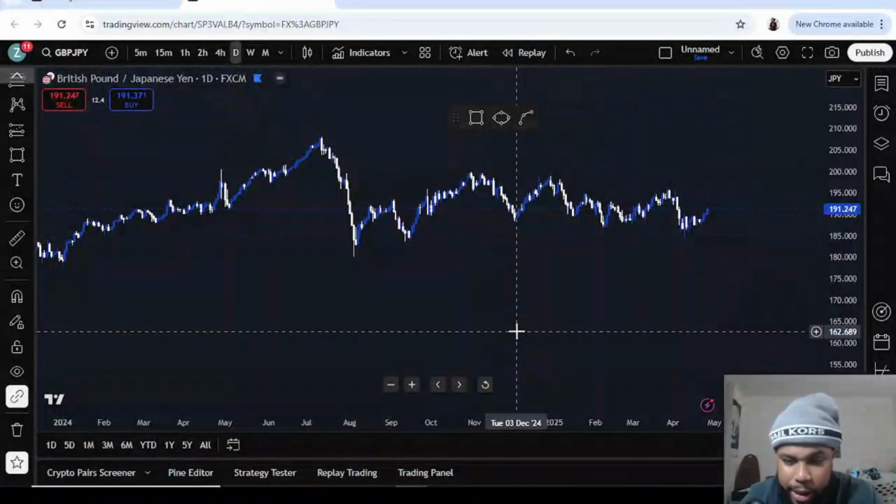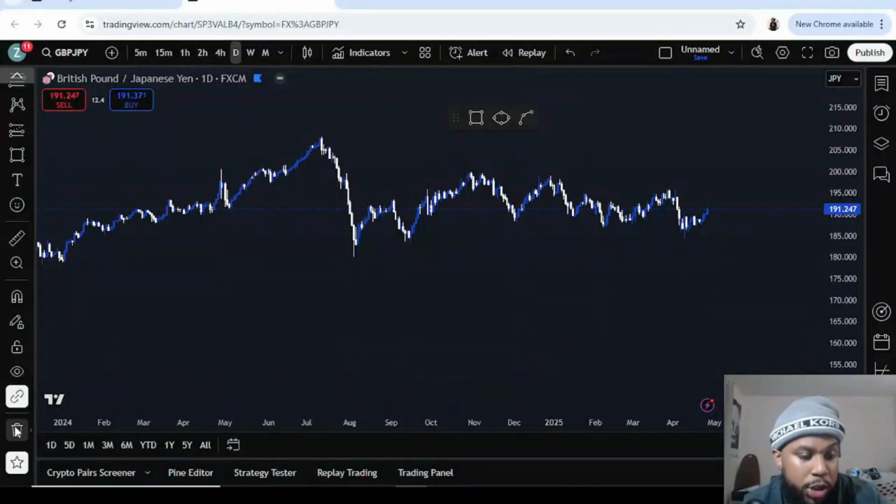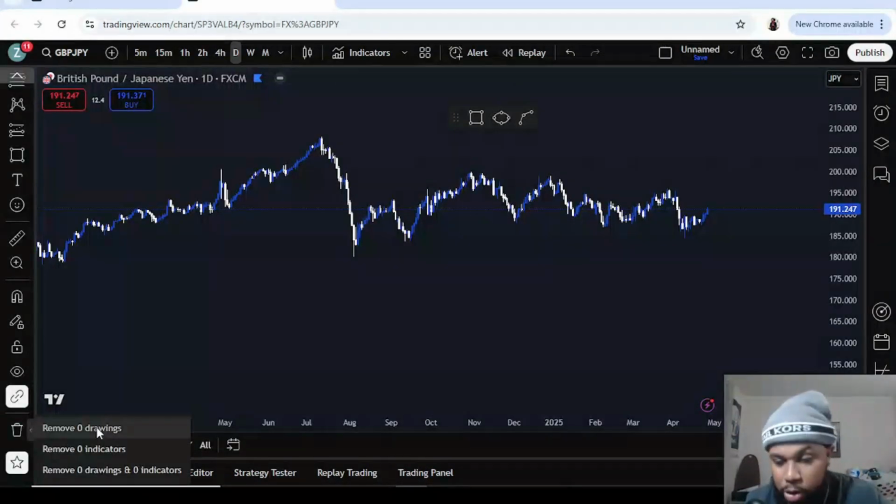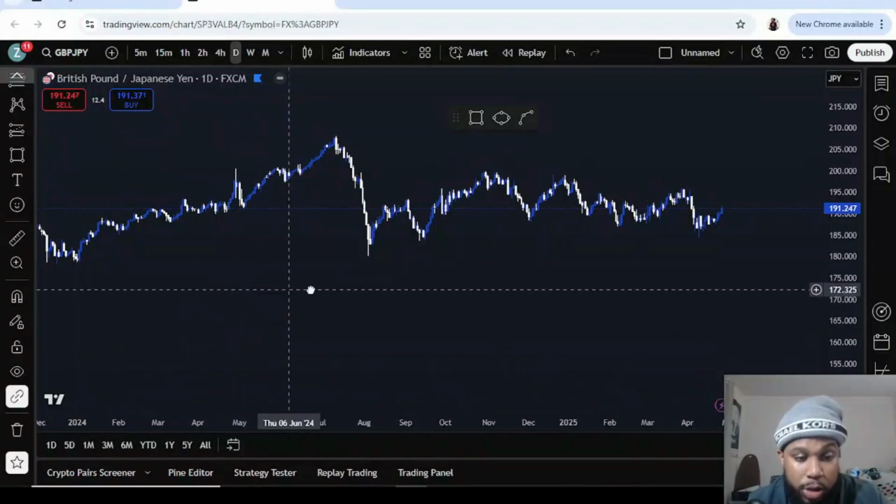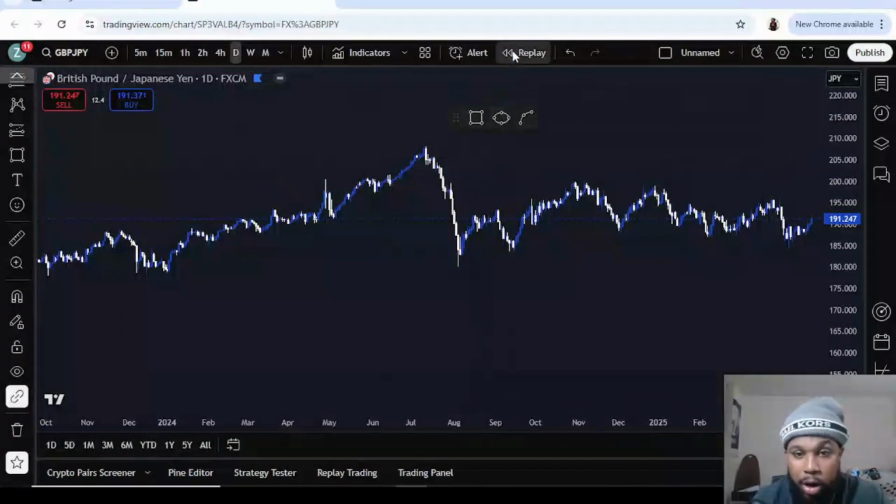Boom, backtesting. All right. First thing you guys want to do, delete all of your drawings so you're not biased when you're doing it. This has to be as similar to real trading as possible. To delete your drawings, you go to this trash can and you hit remove drawings. Now, to use past data, we're going to go to bar replay.